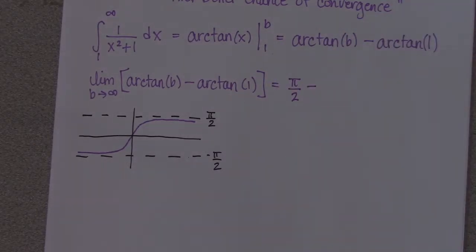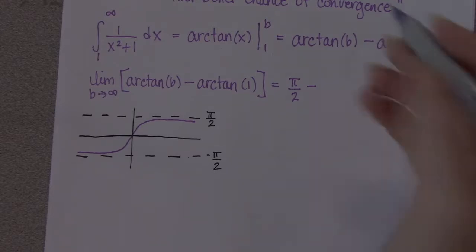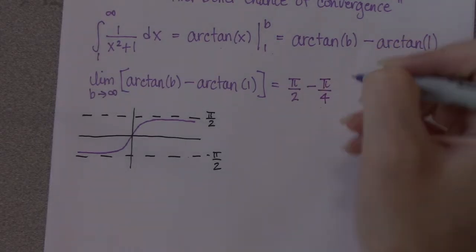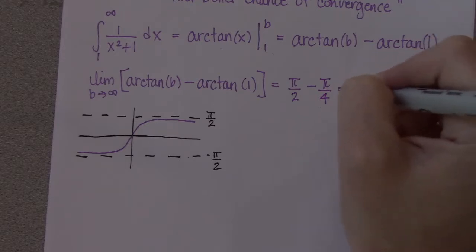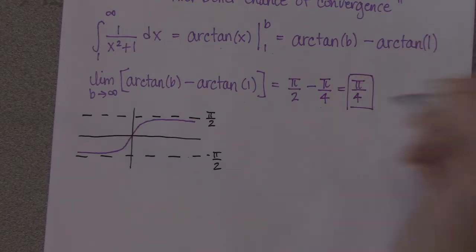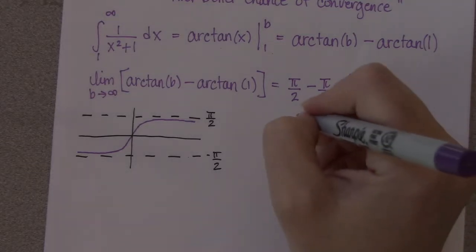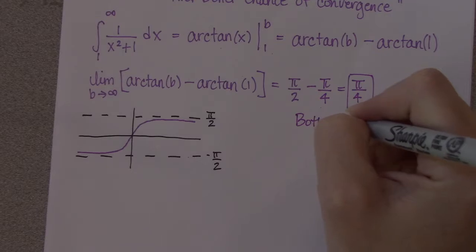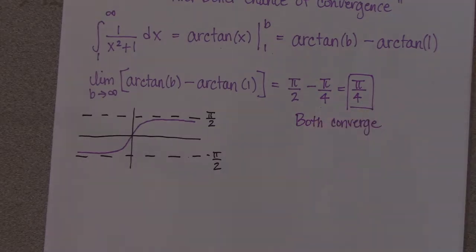However, we have arctan of 1. Somebody remember what that is? Pi over 4. Remember with arctan, the point goes in and the angle comes out. So if you've got arctan of 1, that means sine and cosine are the same, and they're the same at 45 degrees, or pi over 4. So pi over 2 minus pi over 4 is just pi over 4. Because we got an actual answer, this means both of these things converge.